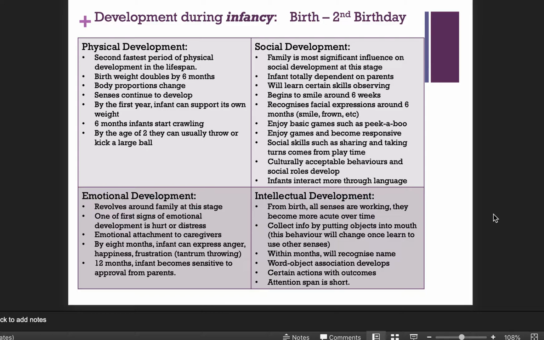In terms of social development, family is the biggest influence. Yes, they interact with other young ones and they'll hear cries and they'll react with those cries. But family is teaching them so much by looking at facial expressions, listening, and watching actions. So the infant totally is dependent on the parents. What we mean by that is an infant between the ages of 0 to 2 can't produce their own food, provide their own food, make their own food. It's all about what their parents will do for them.